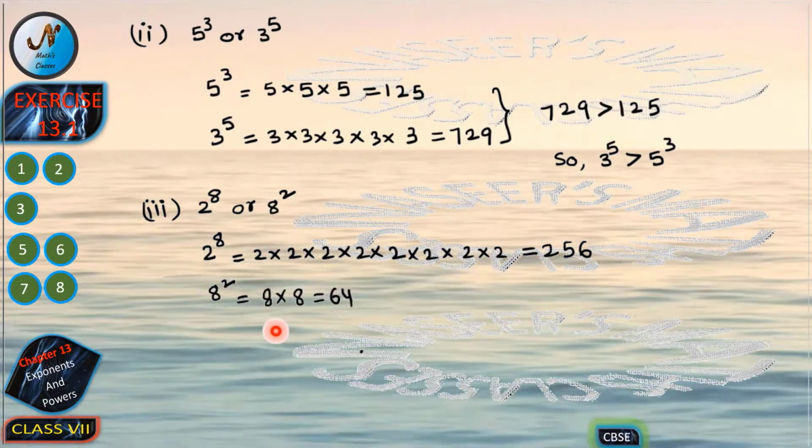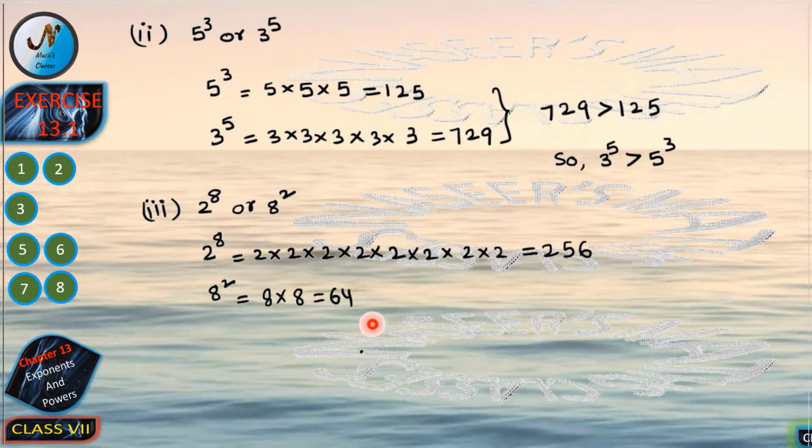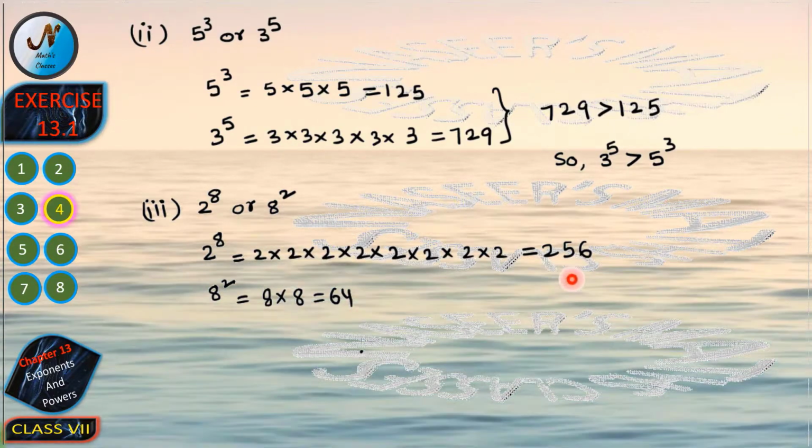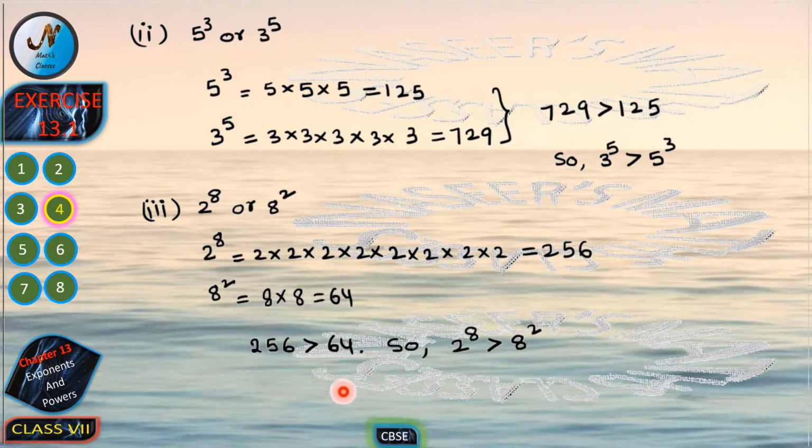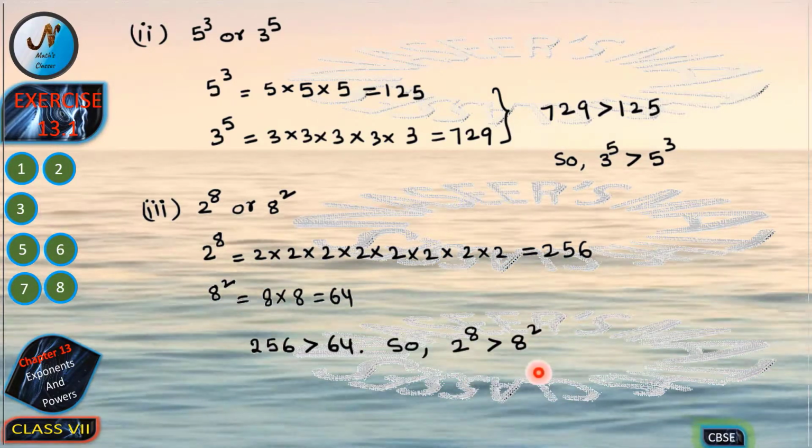And 8 square means 8 multiplied 2 times, which is equal to 64. Comparing these two numbers, we can say that 256 is greater than 64. So we can say that 2 power 8 is greater than 8 square.